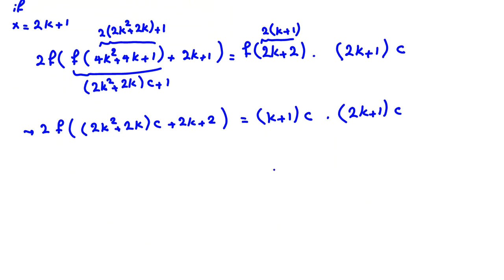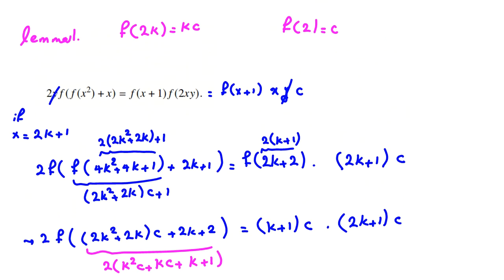Okay, now for this part, again, it is even. Now we can apply lemma 1. Inside that is 2 times what? It is 2 times k squared c plus kc plus k plus 1. And f of 2 times even number.